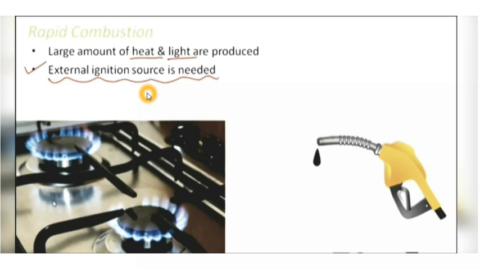In this type of combustion, a substance gets burned very fast, and during the process, a large amount of heat and light are produced. So heat and light both will be produced. The best example of this is the gas stove. When you switch on the knob of your gas and you bring the matchstick over it, what do you see? It will catch fire. So the gas stove lights immediately.